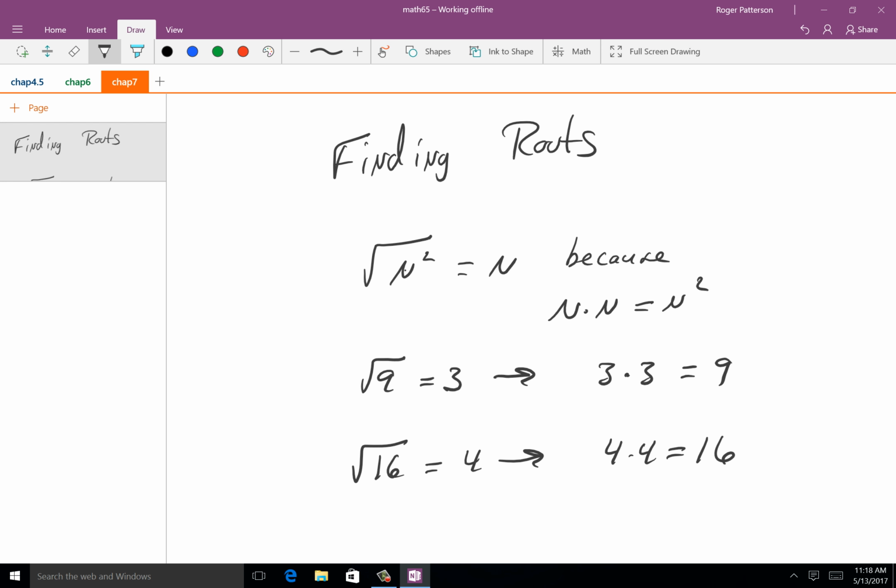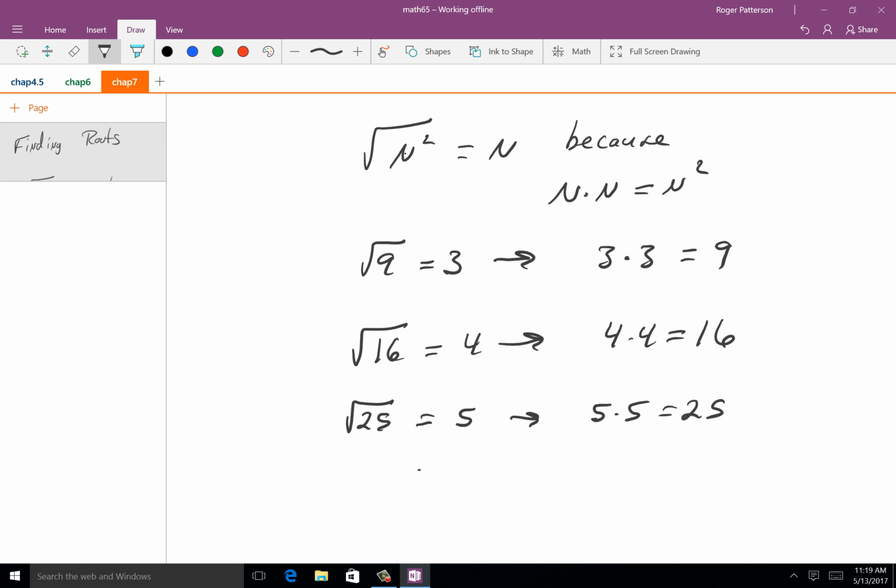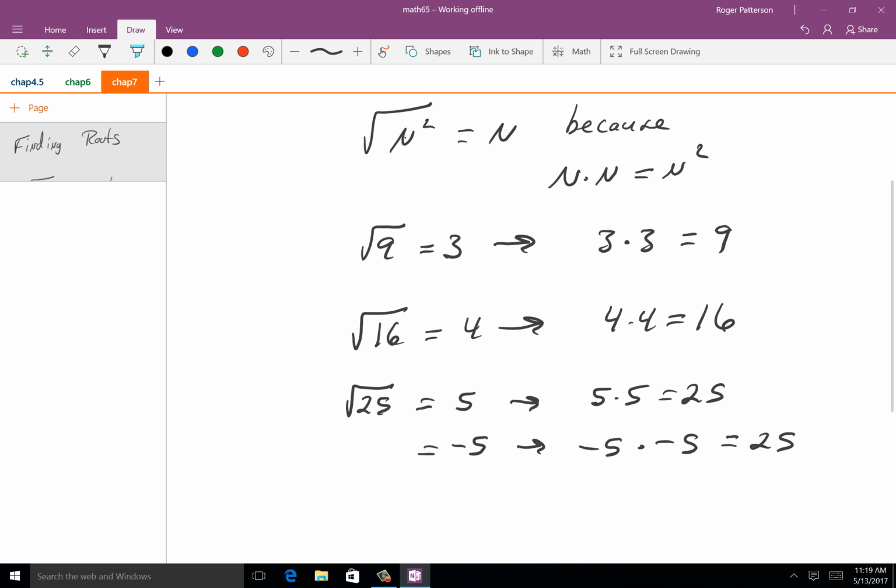Now this is also true. The square root of 25 is equal to 5 because 5 times 5 is equal to 25. But it's also equal to negative 5 because negative 5 times negative 5 is equal to 25. So there's two types of square roots, okay?